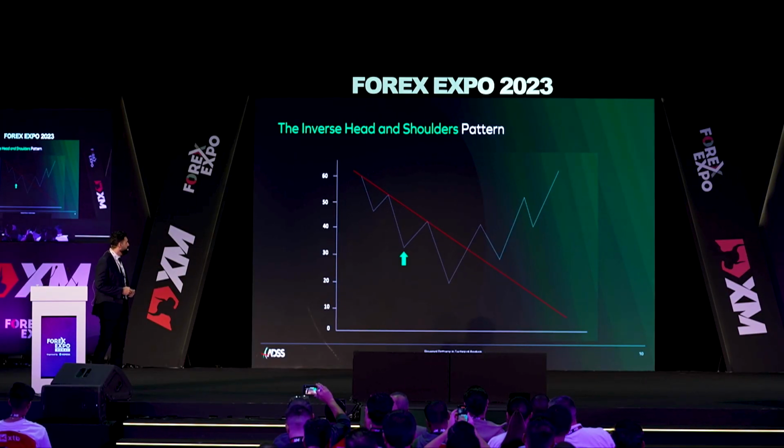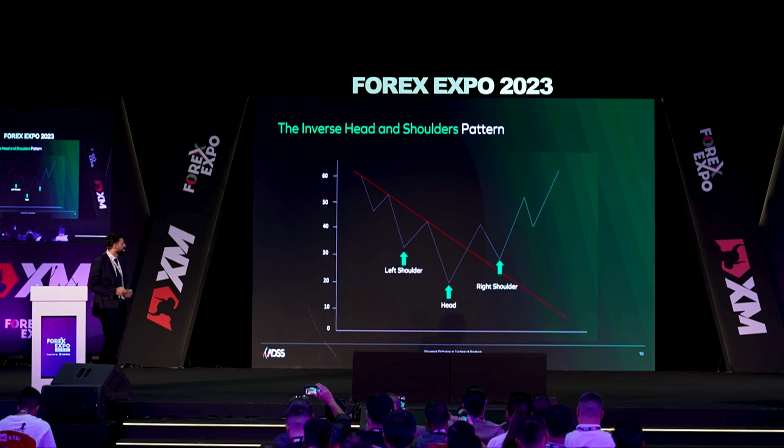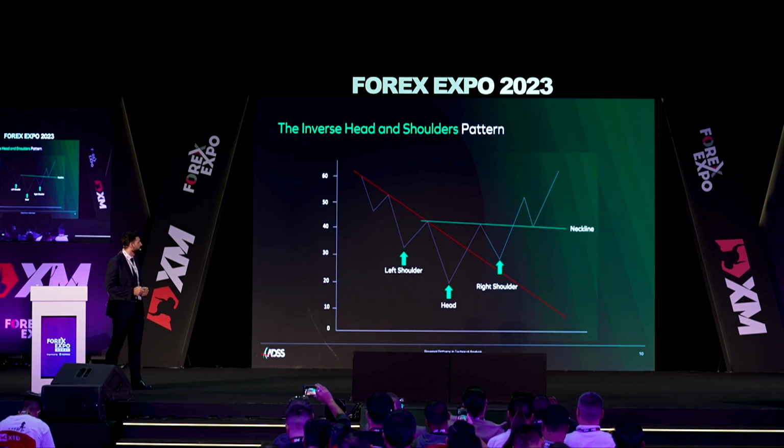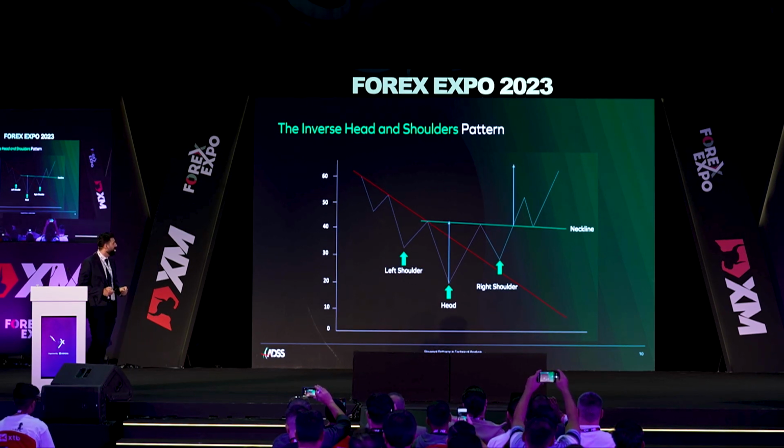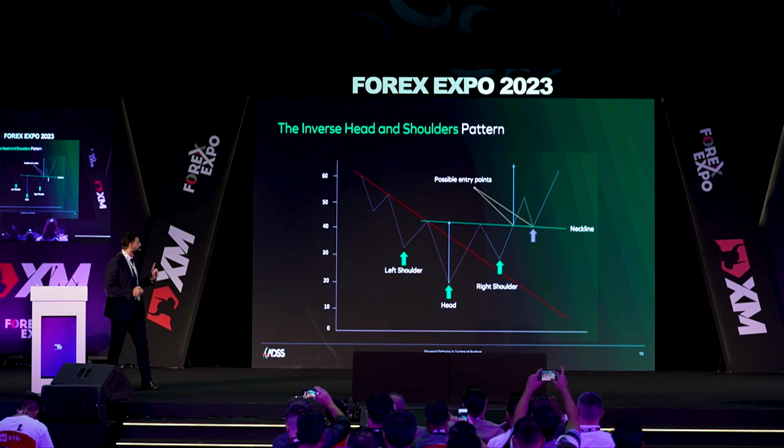We spot the left shoulder, we spot the head, and we spot the right shoulder. And then we draw the neckline. Then we measure the distance from the head to the neckline and apply the distance to the upside. And here I have my possible entry points. So it's very simple, very straightforward.